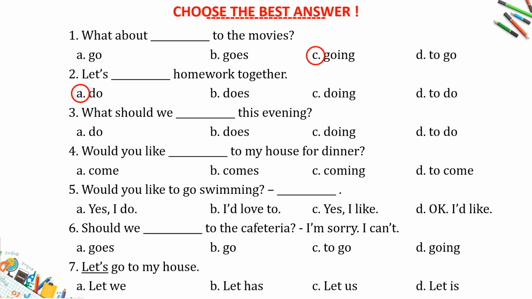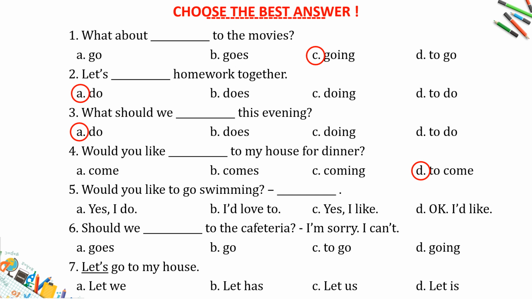Number three, should. We have should in the sentence. And after should, we use verb infinitive. So the answer is A. What should we do this evening? Number four, after would you like, you can use to verb. So the answer for number four is D, to come. Would you like to come to my house for dinner?